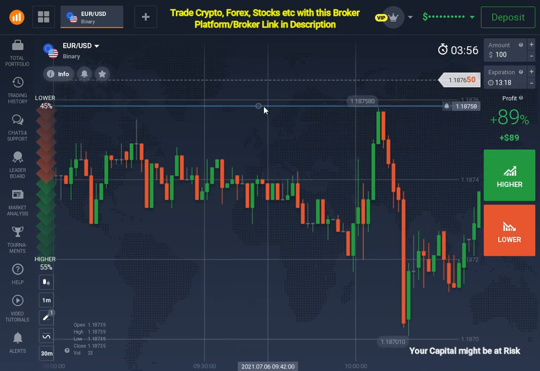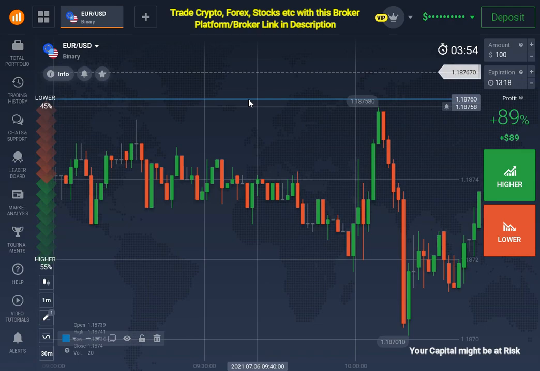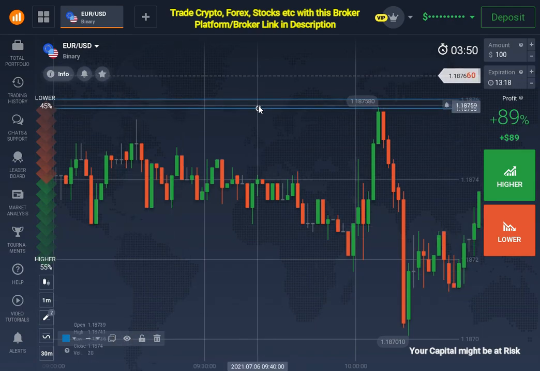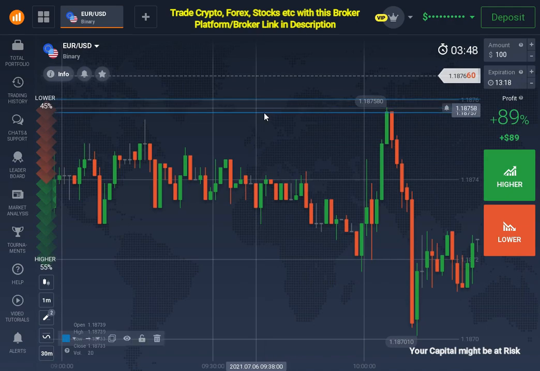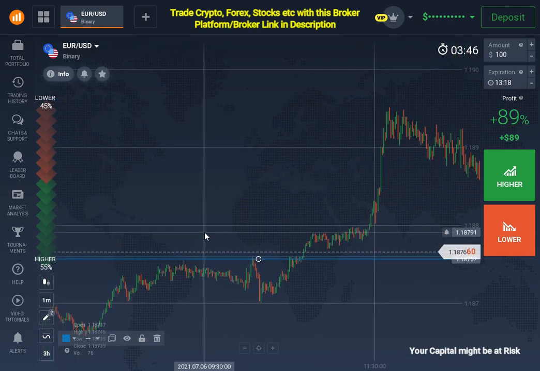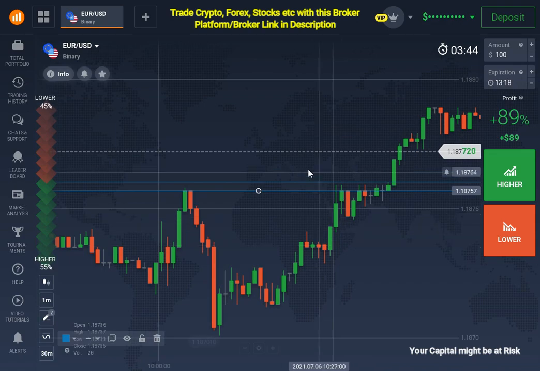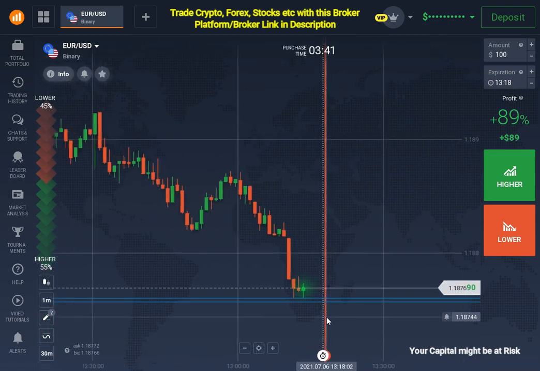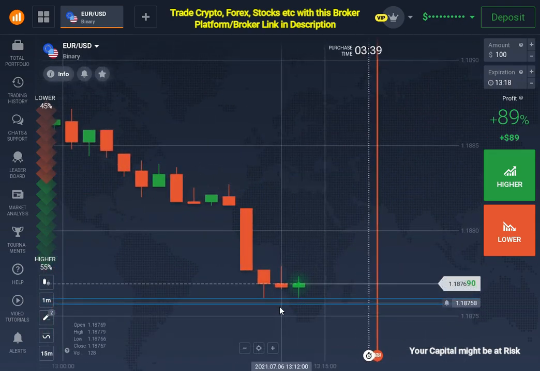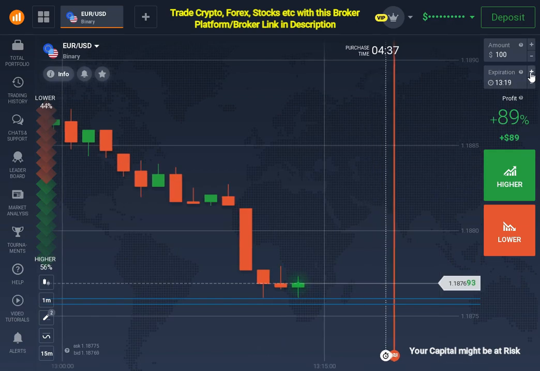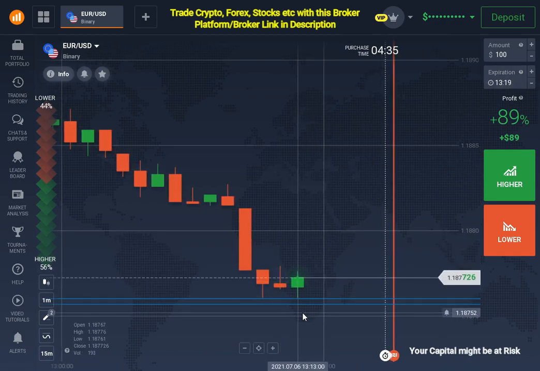And it is close to the whole number, so I will shift to the whole number and create an area of support level, which will be this. So now we have an area of support level, and the market is at its support level, which is a good thing, and we are going to place our trade with this setup.